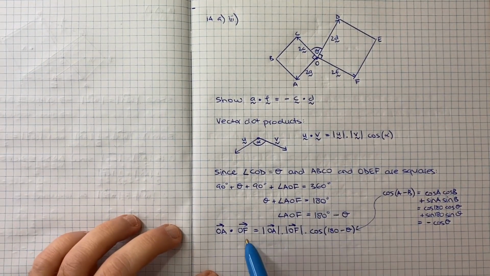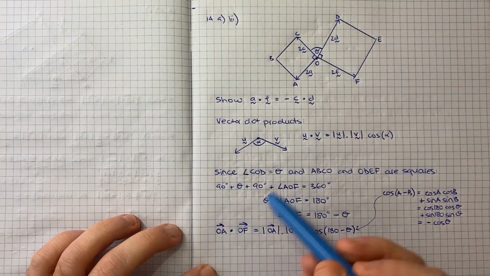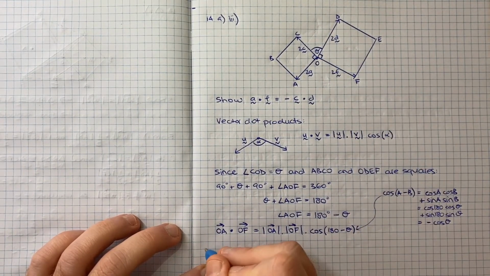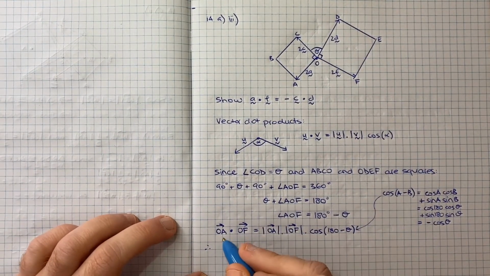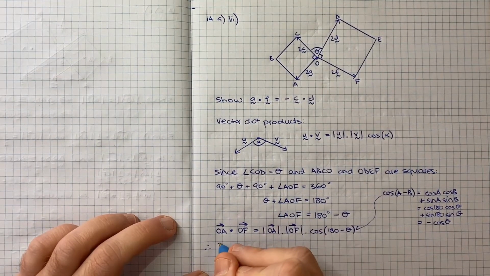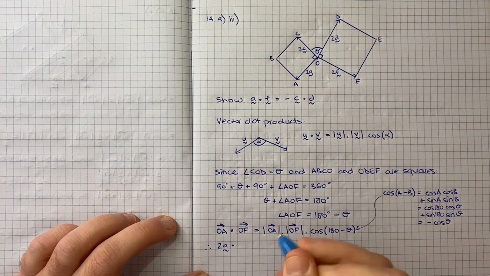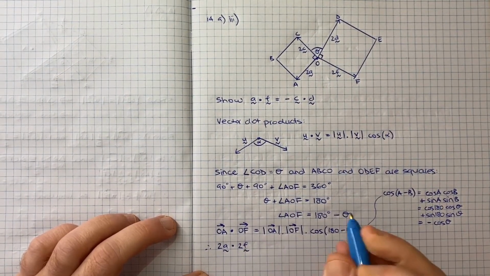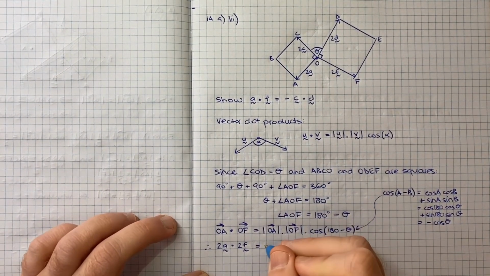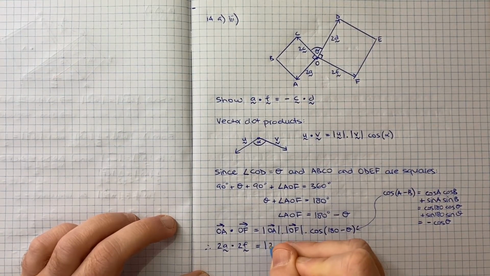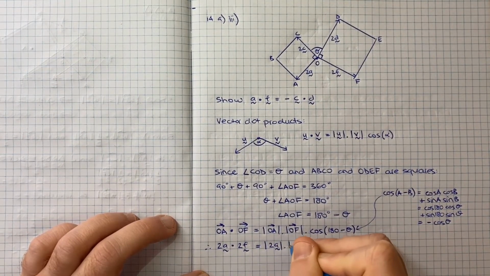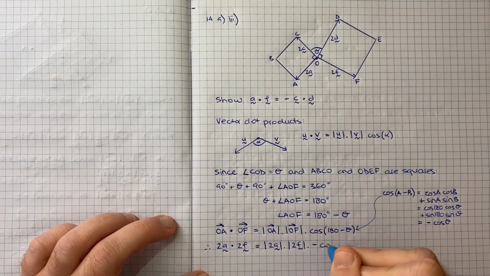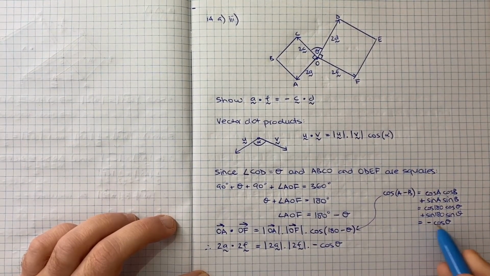Let's now throw in our definitions of OA and OF. We can say therefore vector OA, which is 2A vector, dot product vector OF, which is 2F vector, will be equal to the magnitude of 2A vector times the magnitude of 2F vector times negative the cosine of theta, since that's what we worked out over here.